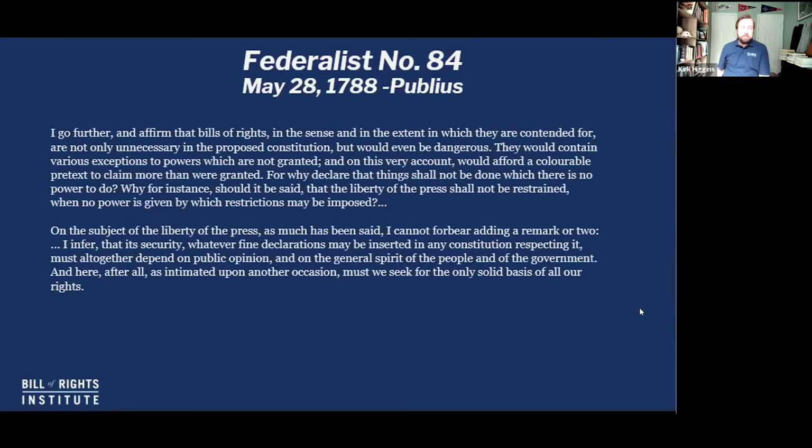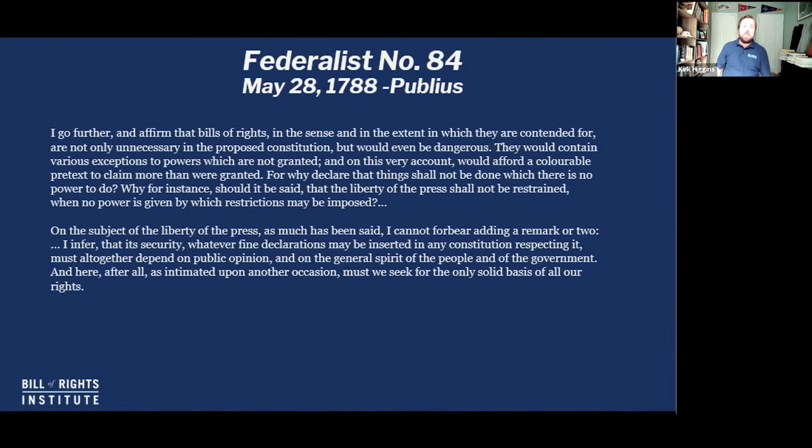But he's not done. So he goes further. He says, "I go further and affirm that bills of rights in this sense and in the extent which they are contended for are not only unnecessary for the proposed Constitution, but could be dangerous." So not only do we not need a Bill of Rights, because again, the Constitution is pretty great, and we have the English common law tradition, and we've reserved all these rights to ourselves, we haven't given anything up. But not only that, adopting a Bill of Rights would actually be dangerous.